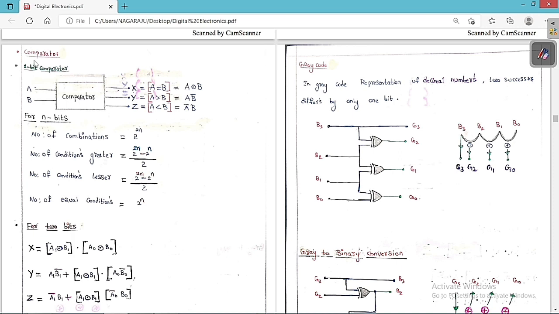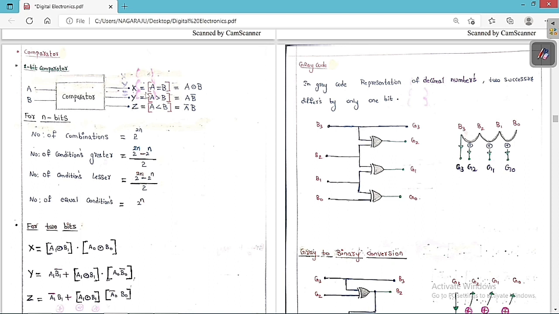So this is basically a 1-bit comparator. 1-bit comparator means that for A and B we are going to have only 1 bit each. So A has only 1 bit, and B also has 1 bit. We want to compare these two inputs. By using this comparator, we are going to get 3 outputs, X, Y or Z.